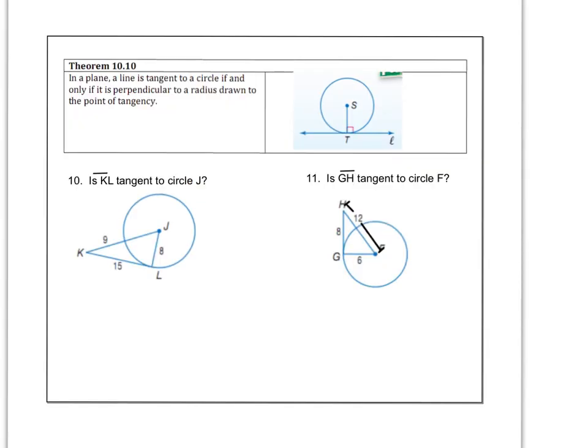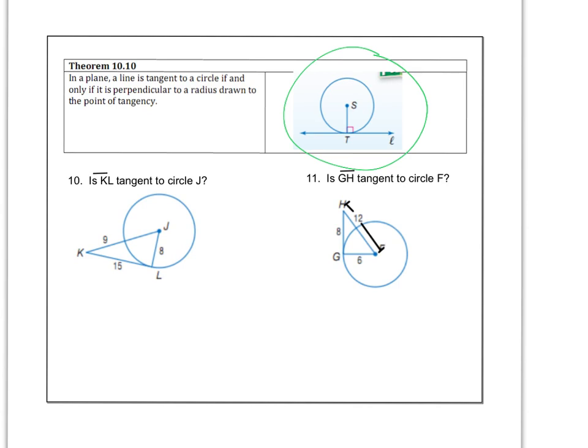So here's something kind of cool. In a plane, a line is tangent to a circle if and only if it is perpendicular to a radius drawn to that point of tangency. In other words, if you look at this picture over here, line L will be a tangent to the circle if it is perpendicular to segment ST. Let me show you what I mean by doing example number 10.